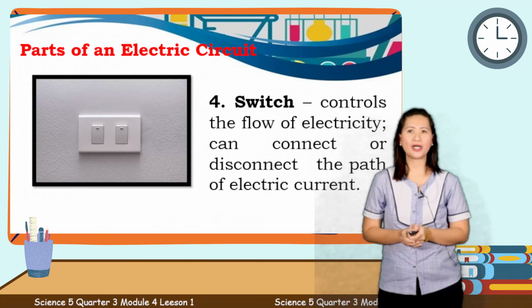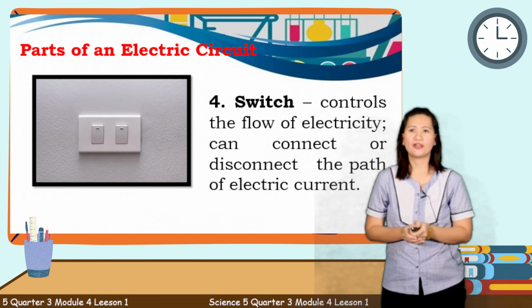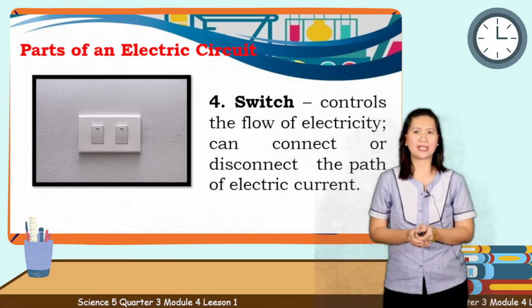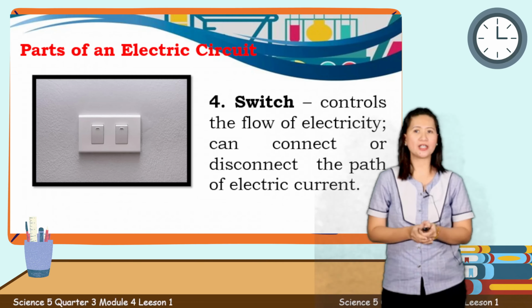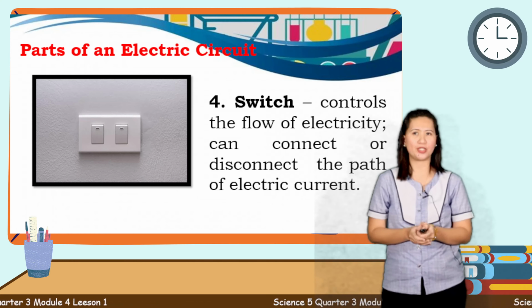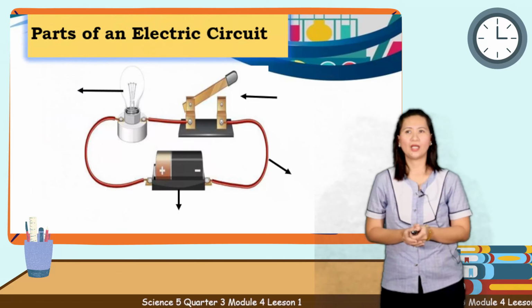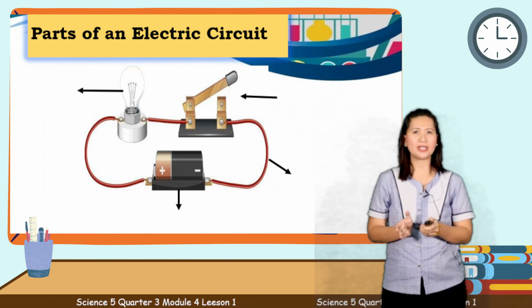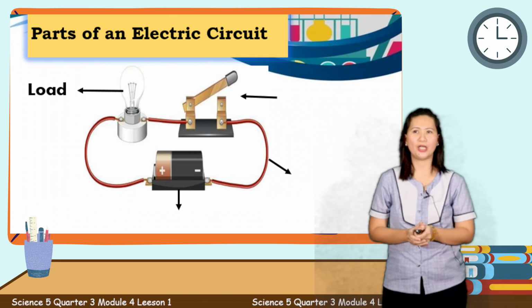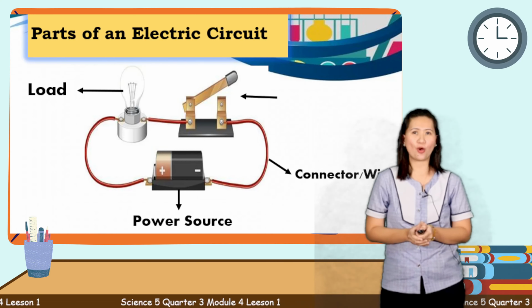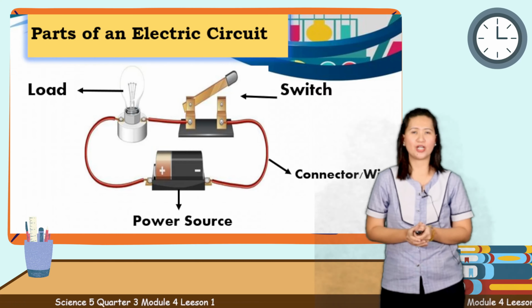Number four is the switch. The switch controls the flow of electricity. It can connect or disconnect the path of electric current. So again, what are the parts of an electric circuit? We have the load, the power source, the connector or the wire, and the switch.